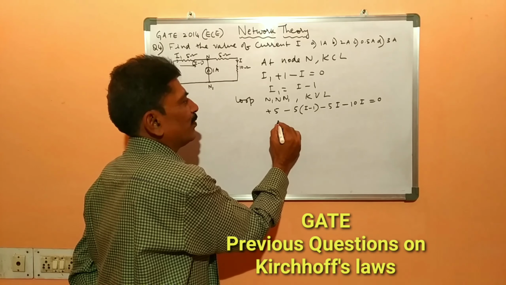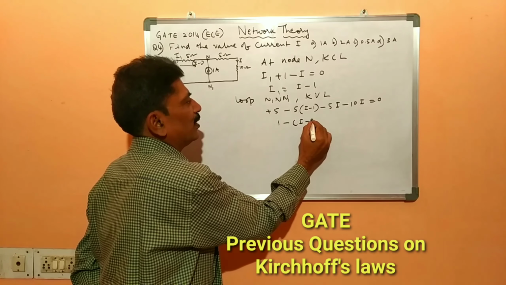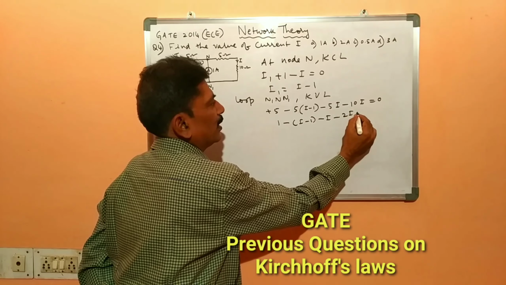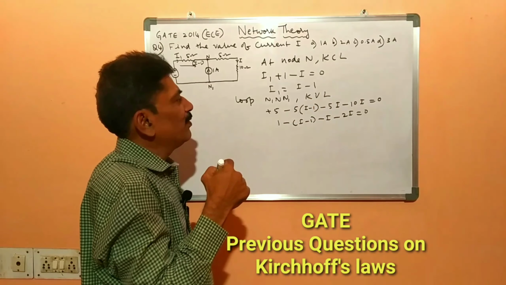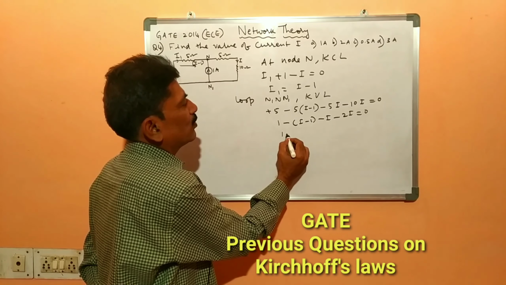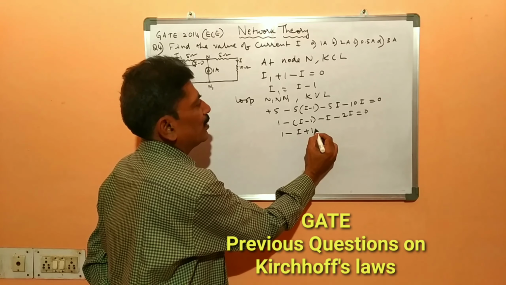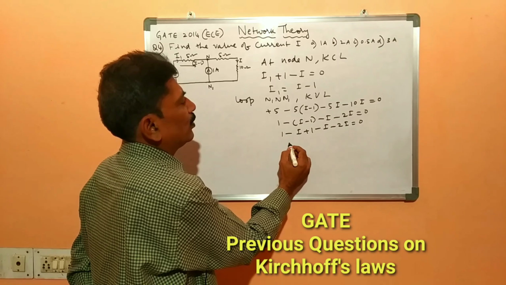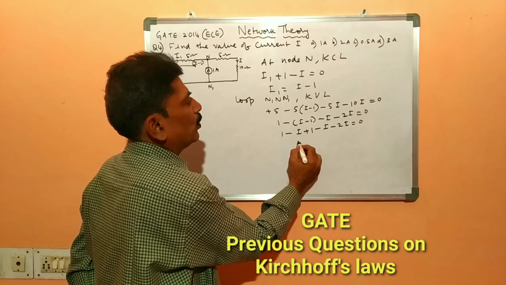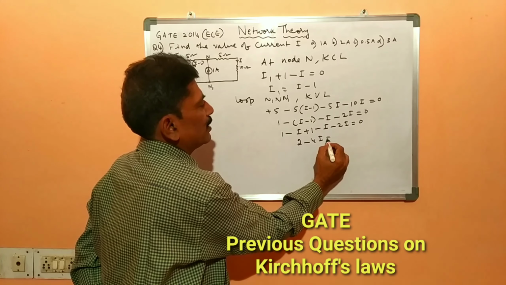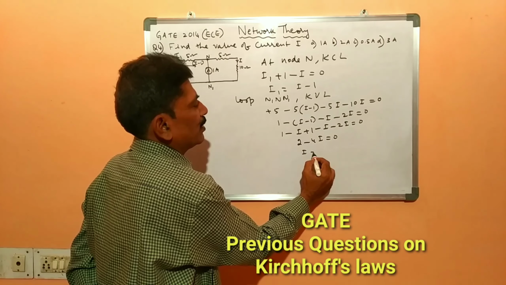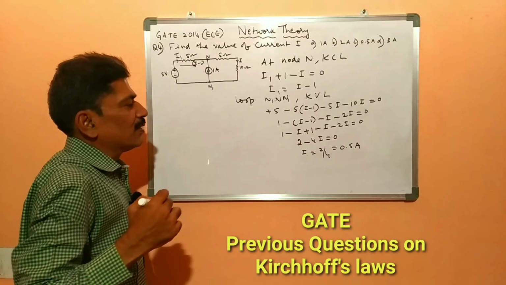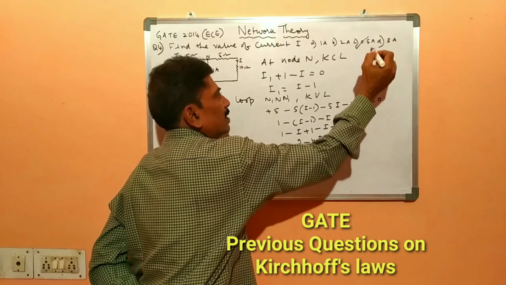Divide throughout the equation by 5, it will become I minus 1 minus I minus 2I is equal to 0. Then let us open the brackets: minus I plus 1 minus I minus 2I is equal to 0. So it will be 2 minus 4I is equal to 0. So I is equal to 2 by 4, which is equal to 0.5 amperes. So that is the answer. We will put a tick against C. C is the right answer.